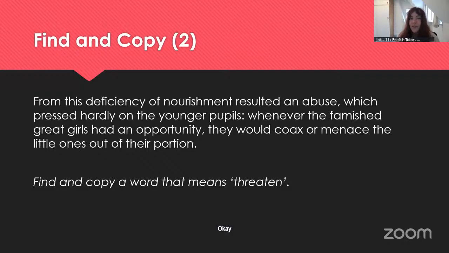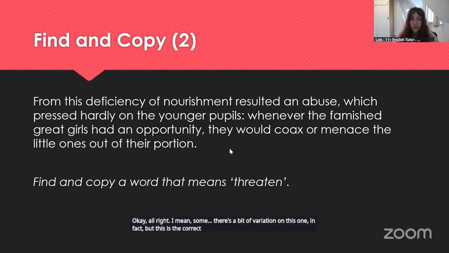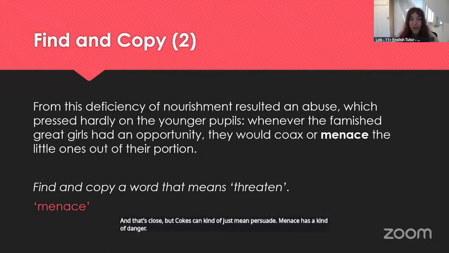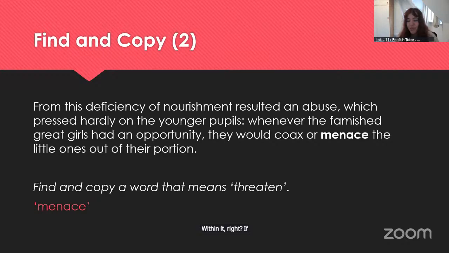Okay, all right. I mean, there's a bit of variation on this one, in fact, but this is the correct answer. Menace. Coax. A lot of you said coax, and that's close, but coax can kind of just mean persuade. Menace has a kind of danger within it, right? If you're menacing towards someone, obviously that's using it as an adjective, that means to threaten them so they feel like a sense of danger if they don't give it up. So coax was close, but menace is closer because it has that level of danger, whereas coax doesn't quite have that.